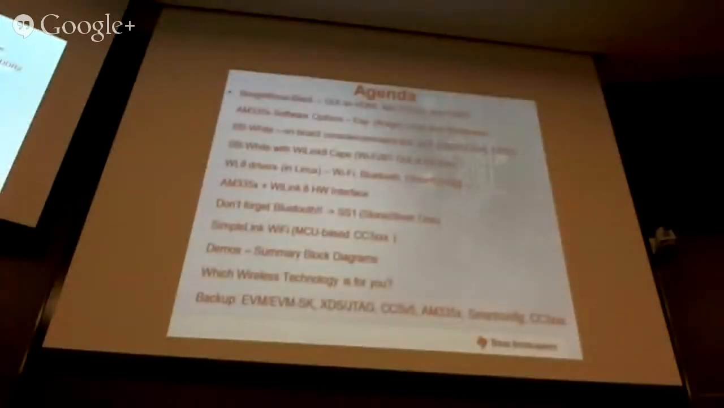Don't forget Bluetooth. Our WiLink actually has Bluetooth on board, so you might have a lot of Wi-Fi going on, but then you might have a phone or something that you want to connect to the Wi-Fi gateway, and Bluetooth becomes something convenient to do. That sort of comes for free on a lot of the WiLink parts out there. SimpleLink is something I don't know if people are familiar with. They've heard of 6300.